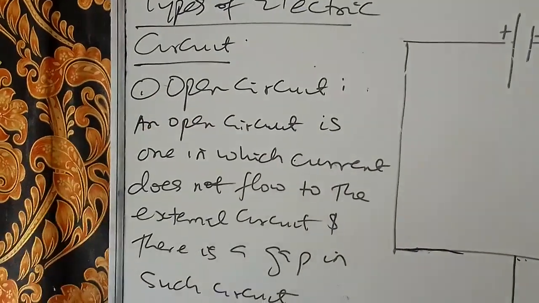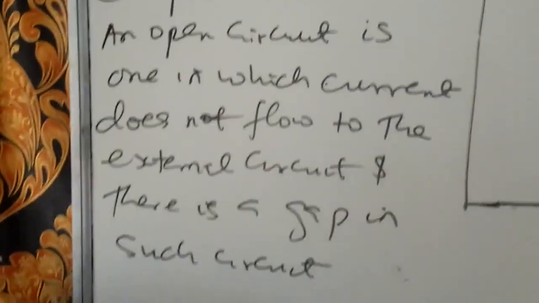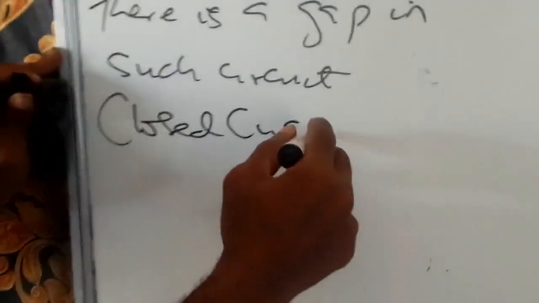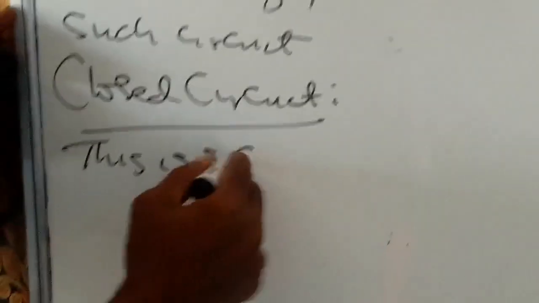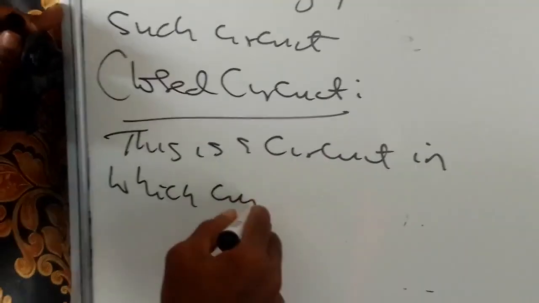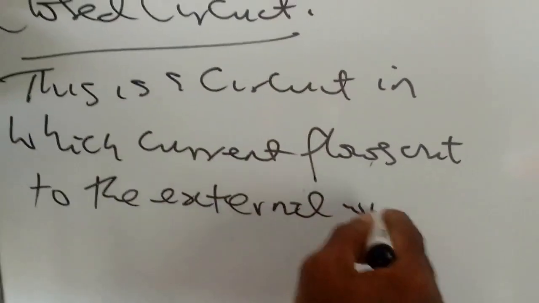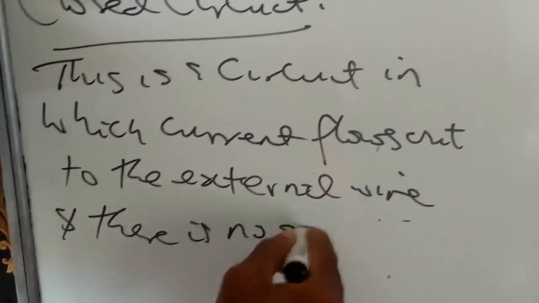Then the next type of circuit is called closed circuit. So what is a closed circuit? This is a circuit in which current flows out to the external wire or circuit, and there is no gap in such circuit.